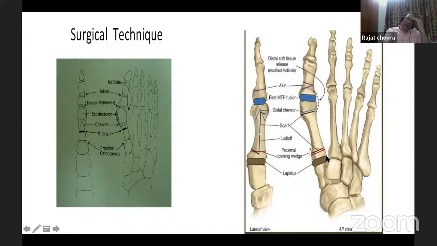And if you do it on the proximal side, it is proximal. And in between is the shaft, shaft osteotomy. So that's how basically you have divided all the surgeries on the first ray.